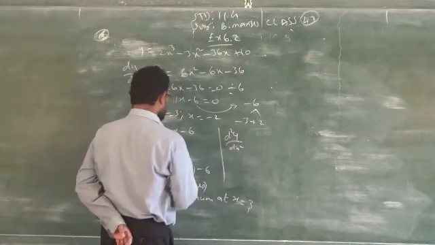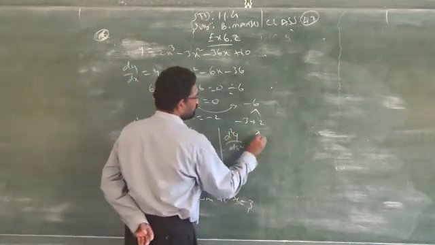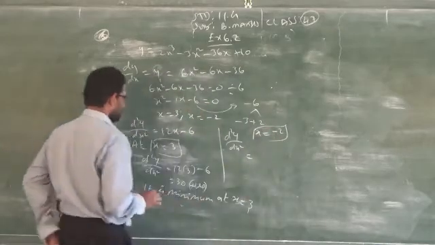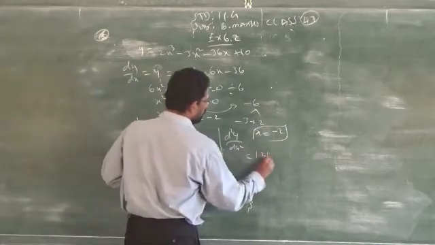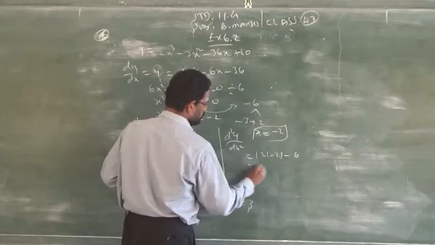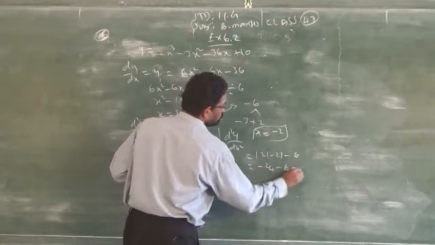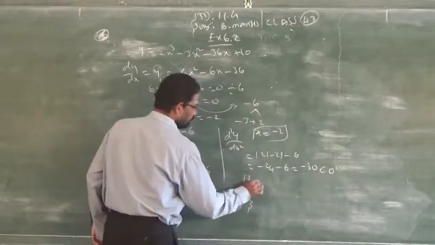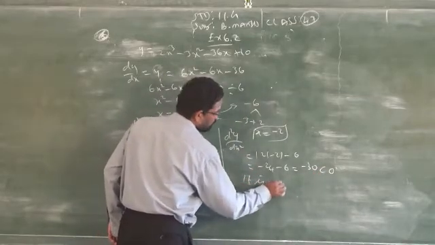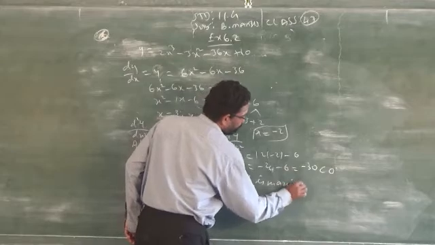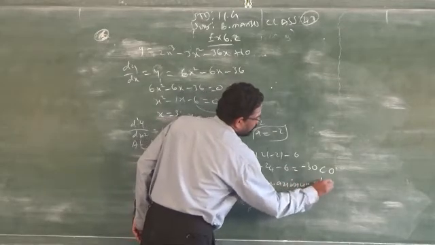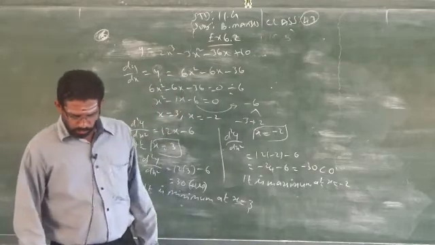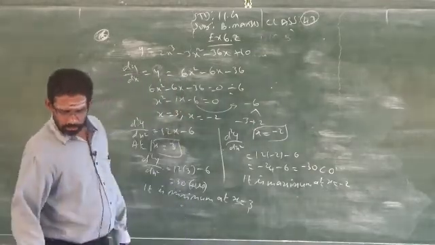What is the other point? x is equal to minus 2. In the second order, you will get 12 times minus 2 minus 6, that is minus 24 minus 6, which will give you minus 30, less than 0. Therefore, it is maximum at x is equal to what? Minus 2. Clear? So now you have to find out the local maximum and local minimum.